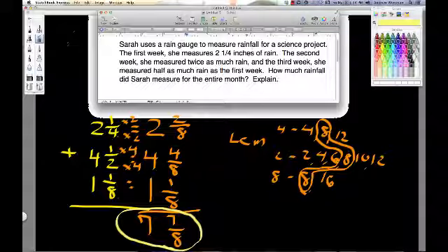And then from that information, we figured out how much rain fell for the entire month. Now, it's a little tricky that they say month. However, they only gave us 3 weeks. So that's what they expected us to figure out, the 3 weeks, and only the 3 weeks.